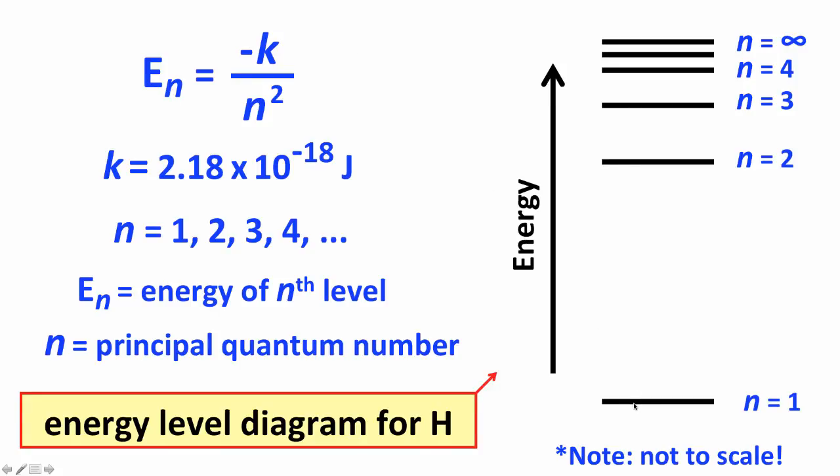In reality, the jump from n equals 1 to n equals 2 is actually even bigger, and the 2, 3, and 4, etc. energy levels are even more squashed together than is being shown here. So it's spread out a little more just for space purposes.